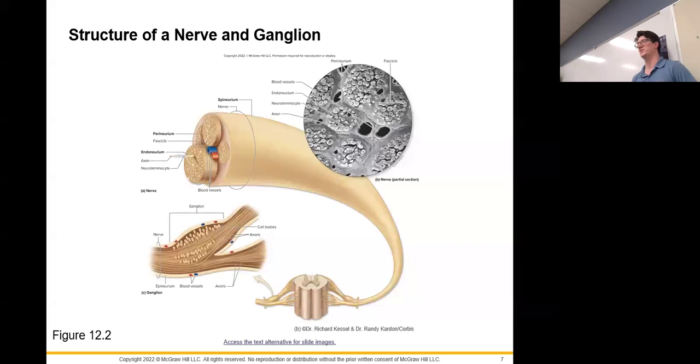The nerve is going to be composed of a bundle of those bundles. Okay, so we're going to take a bunch of those fascicles, we're going to bundle them together, coat it with a layer of connective tissue, and all together, we will call that our nerve.